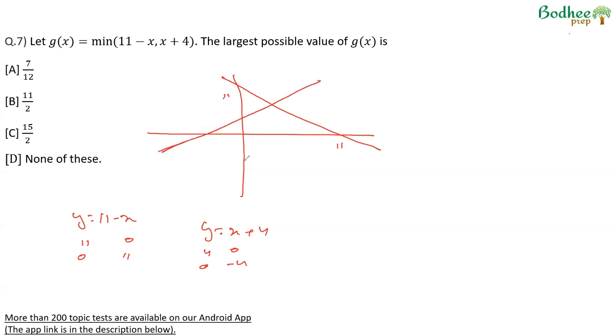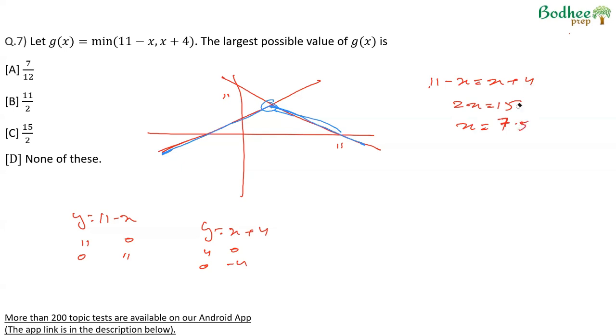Something like this. Now, if you look, g(x) is the minimum of these two values. So g(x) will trace this line till this point and then start to go down, because of these two, the value at the lower end will be the minimum value. And therefore, the highest value of g(x) will be this point, where both the lines are equal. And therefore, the maximum value of g(x) will happen when 11 minus x is equal to x plus 4, which means 2x is equal to 15 or x is equal to 7.5.